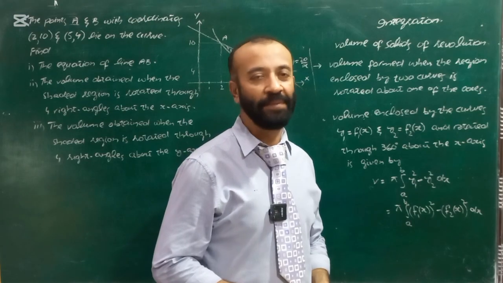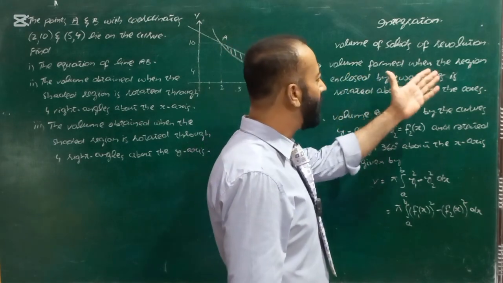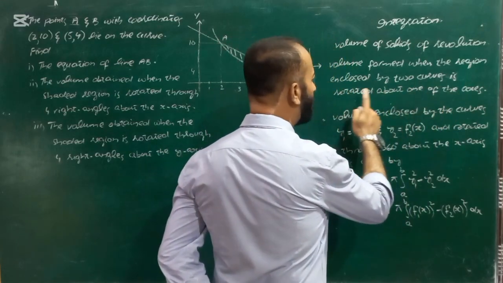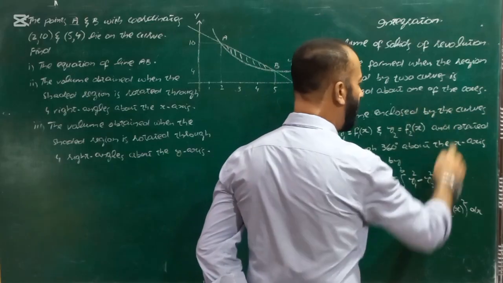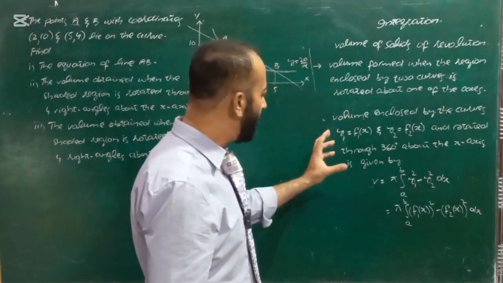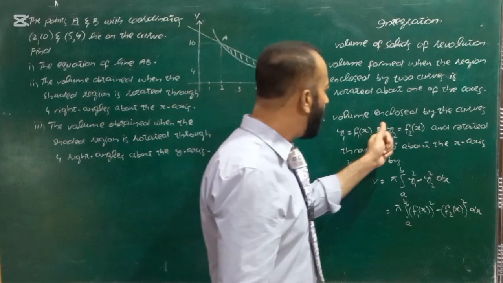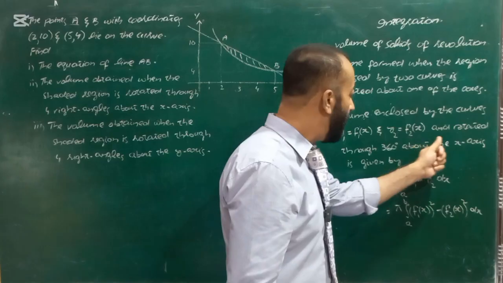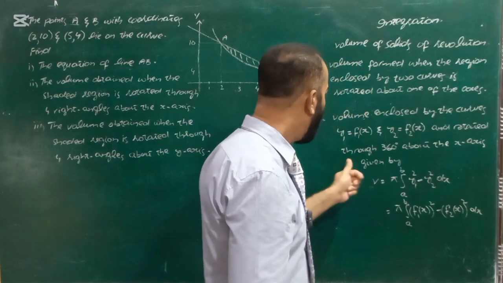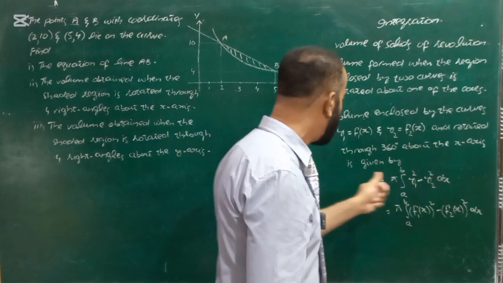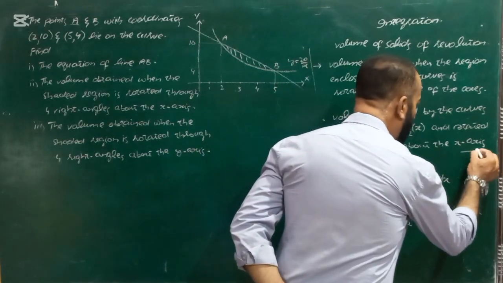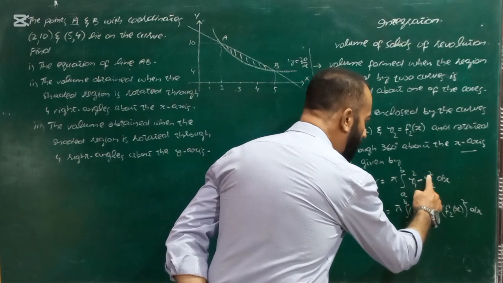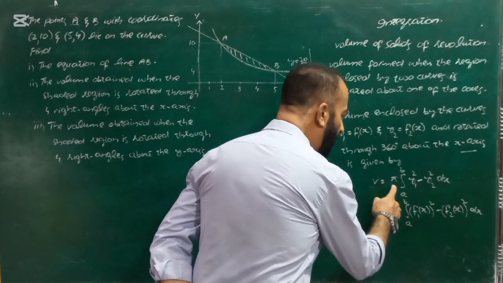Okay, the next category which we are going to read in the topic of volume of solid of revolution is, find the volume formed when the region enclosed by two curves is rotated about one of the axes. And the first category in this also will be volume enclosed by the curves y1 is equal to f1(x) and y2 is equal to f2(x) and rotated through 360 degrees about the x-axis is given by. So when rotated about the x-axis, the volume will be pi times the integral of y1 square minus y2 square dx, and limits will be there and pi will be here.